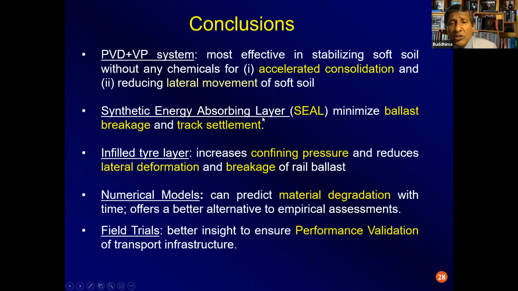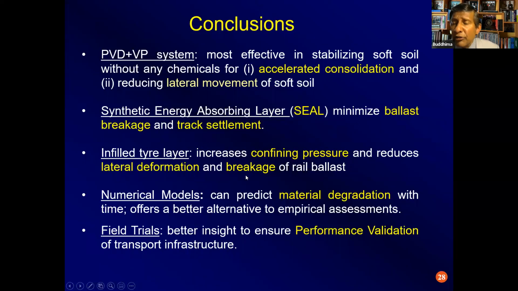The synthetic energy absorbing layers, including the recycled rubber mats, are very useful to prevent the breakage of the granular materials such as ballast, and also to reduce the track settlement. And in my view, they do a better job than plastic geogrids, where you have to reduce the ballast breakage. Infill rubber tire layer is very attractive because that is one way of getting rid of waste tires in a very useful manner.